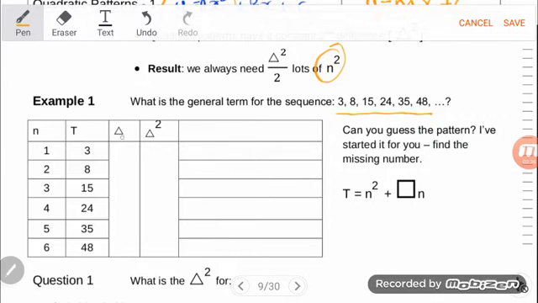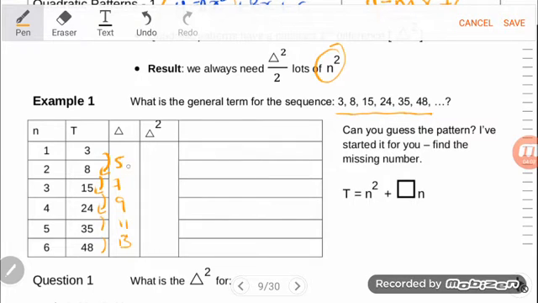So we've got our first kind of difference. Let's follow the same process as a linear pattern. What is the first difference? We've got 8 minus 3 is 5. 15 minus 8 is 7. 24 minus 15 is 9. The next difference is 11. The next difference is 13. Okay, so we can't see any real pattern there.